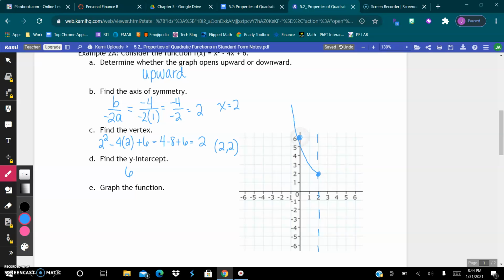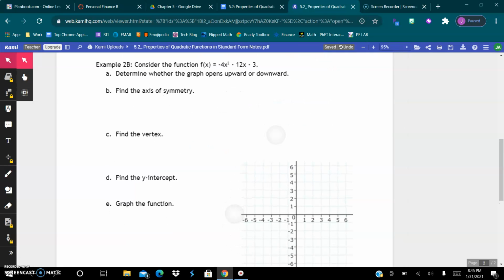And since this dot here at 6 is 2 away from our axis of symmetry, we can put the other side 2 away from that axis of symmetry because it has to be even. So then we can round out the rest of our U shape, and we have our parabola.